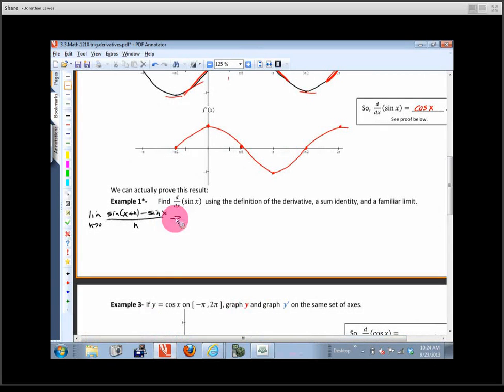So I'm going to draw an arrow instead of the limit. We'll just work on this algebraically. The first hint was start with the definition of the derivative, which we just did, and then use a sum identity. Sine of x plus h. Using the sum identity for sine, that's going to be the sine of x cosine of h, plus the cosine of x and the sine of h, and then I've got this minus sine of x floating around here. All of that's over h.